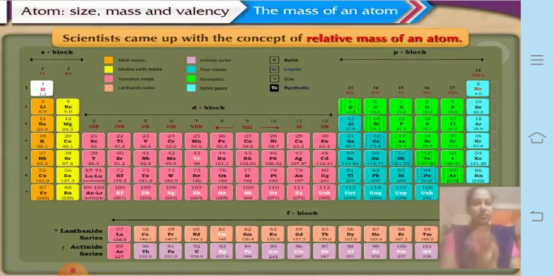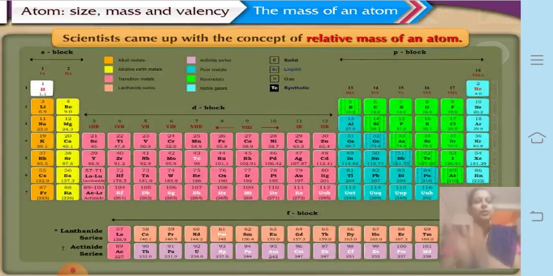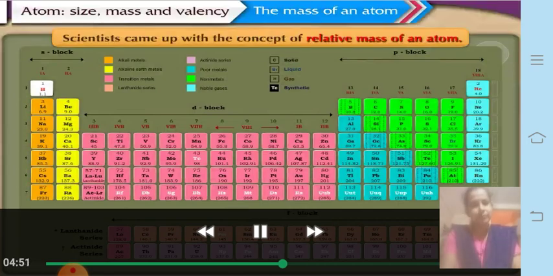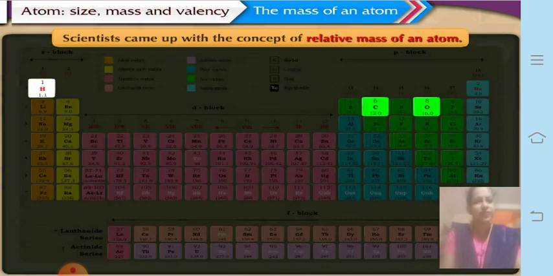Now what does this mean? It is nothing but the comparison of mass. So one particular atom is taken as a standard atom whose mass is compared with the other atoms or other elements, and this way the relative mass of the atoms of the different elements was found out. So let us take an example right now here.